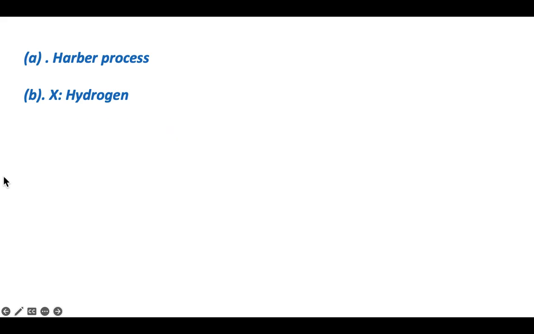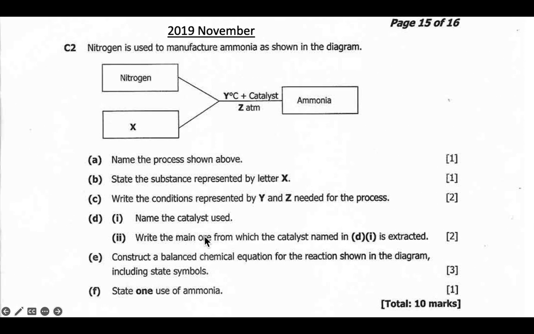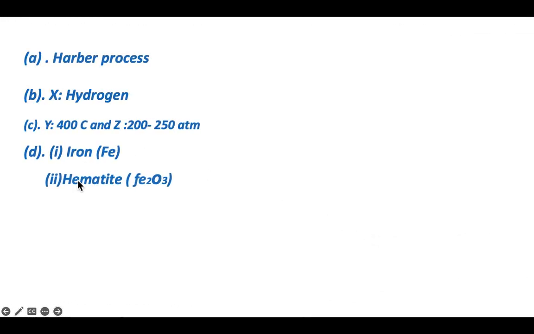And then we can also look at this other one. D2, write the main ore from which the catalyst named in D1 is extracted. So where is the catalyst extracted? The iron is extracted from hematite. So hematite is the ore. When they say the ore, they mean the mineral or the actual material where iron is extracted from. Hematite, the other name is iron(III) oxide.